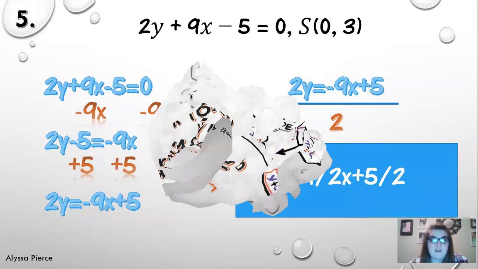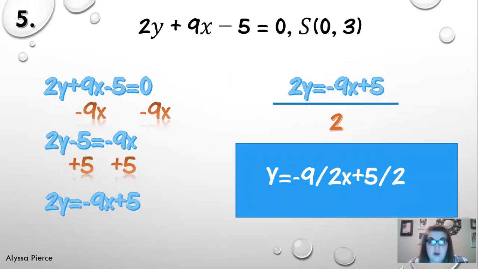Now this next part of 5, 5b, we were given 2y plus 9x minus 5 equals 0, and the point (0, 3). So we need to go ahead and solve for y because we can't put this on a chart just yet. As you can see, I've solved for y. We've gotten rid of our 9x on both sides, gotten rid of our 5 on both sides, and then divided by 2 and wound up with -9/2 x plus 5/2.